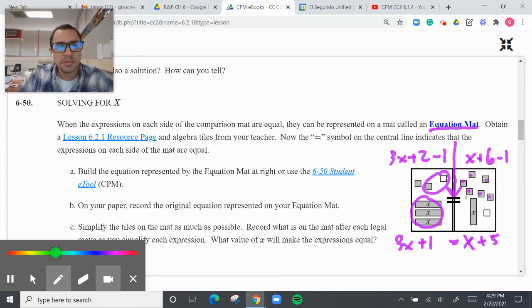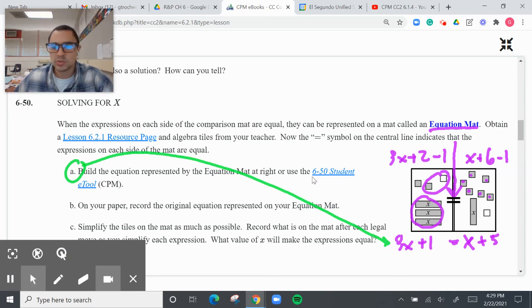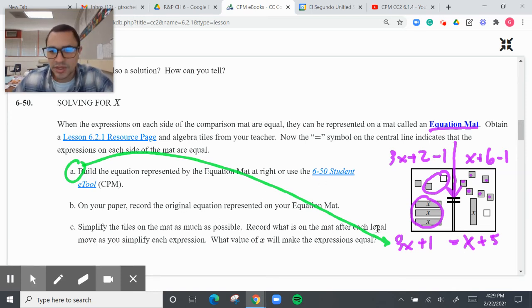All right, so build the expression. That is going to be A. So A is right here. On your paper, record the original equation represented on the equation mat. I thought that was it. I guess so. Simplify the tiles on the mat as much as possible. Let me just double check. Just make sure. Let me pause real quick. Okay, yeah, I just want to double check. It is the same thing. So here's the original equation.